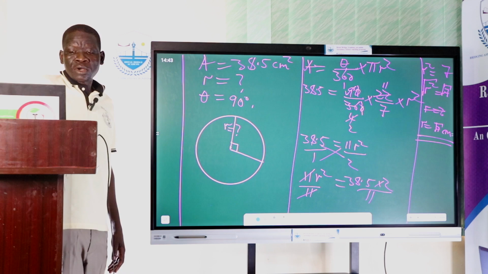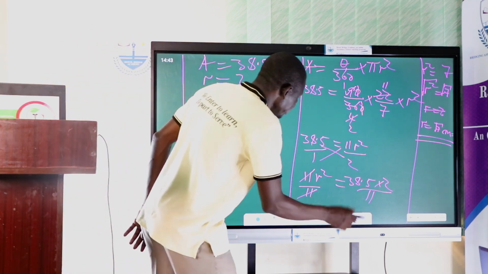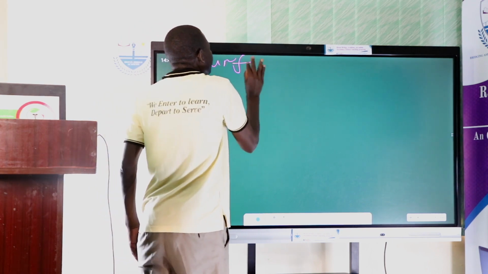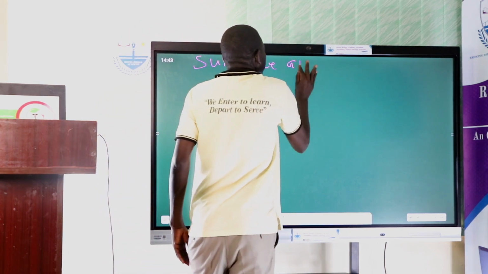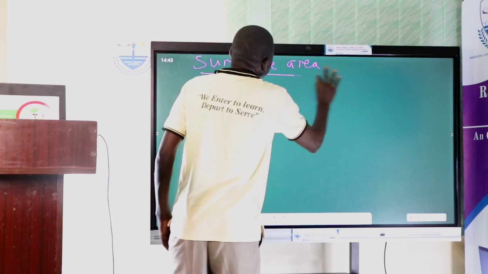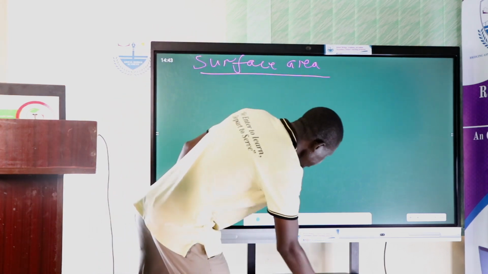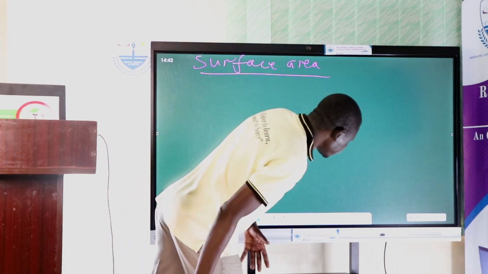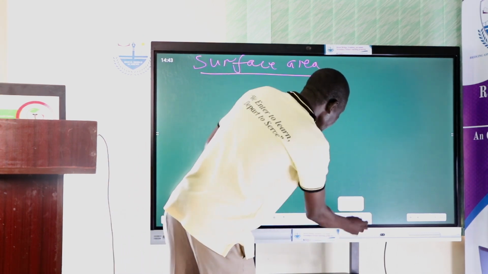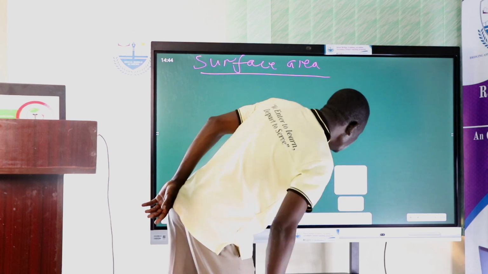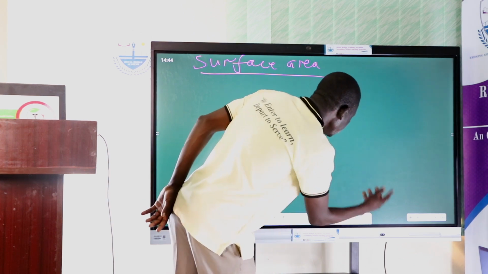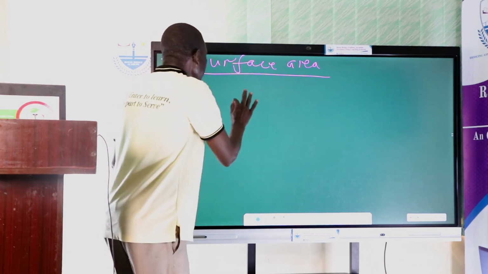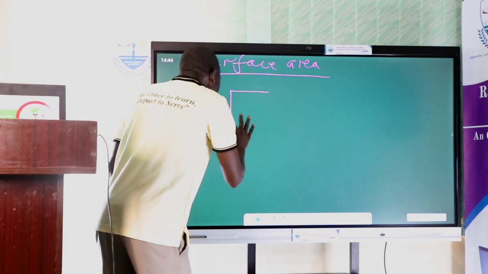So we said that from the cuboid, we are looking at the surface area of shapes. For a cuboid, this is how it looks like. Unfortunately, I don't have it there. So in cuboid, this is how it looks like.